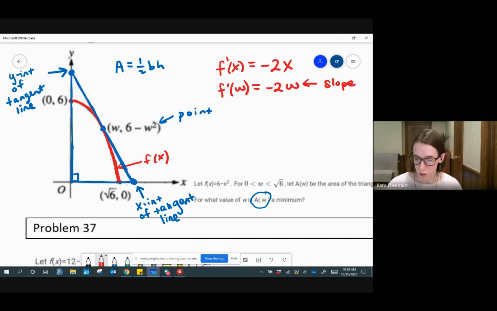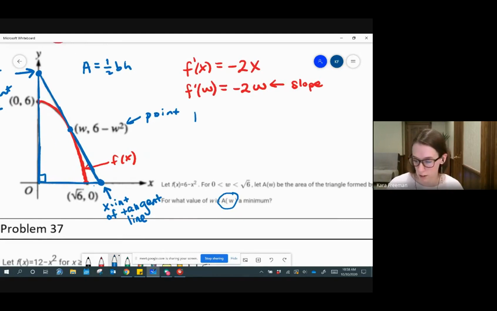Okay. So now to write the equation of the tangent line. We get y minus my y value of the point? What is the y value of my point?